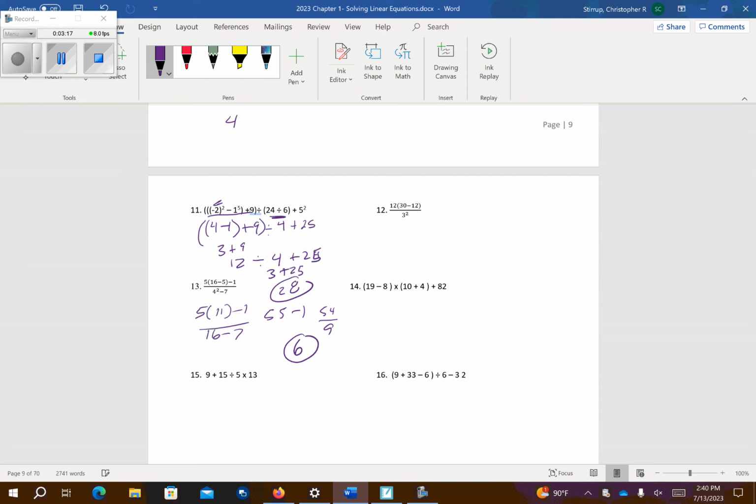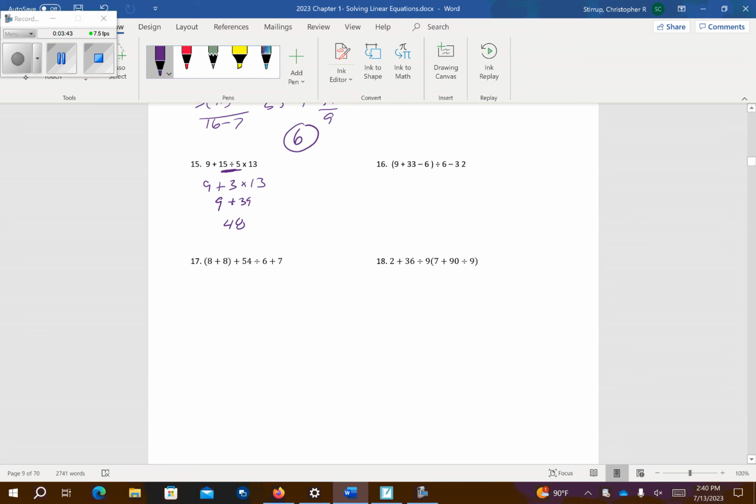It reduces to 6. Notice I've been writing a lot down because I don't try and carry it in my head. And I'm going to go ahead and divide first. So 15 divided by 5 is 3, and then I have times 13. Now I have to multiply the 3 and the 13 together, so that's going to give me 39. I'll go ahead and add those together now, and that's going to give me 48.